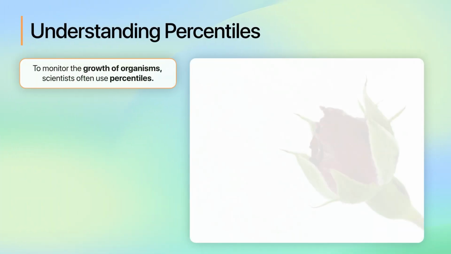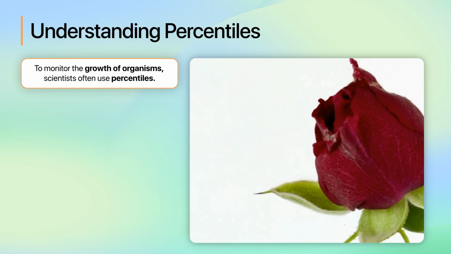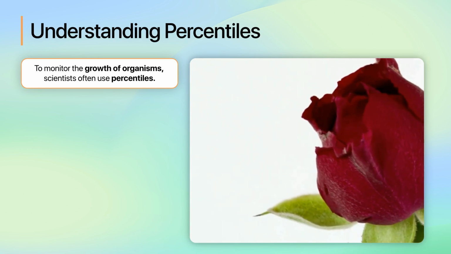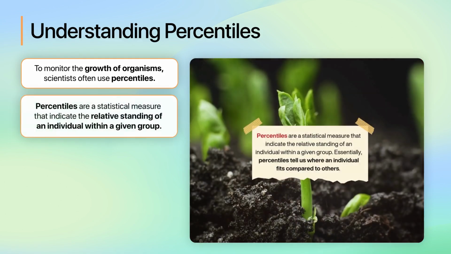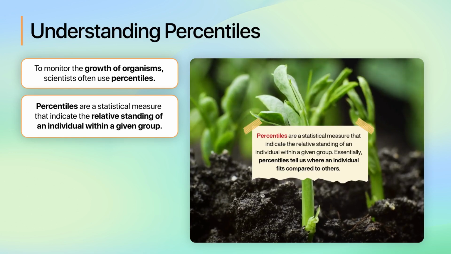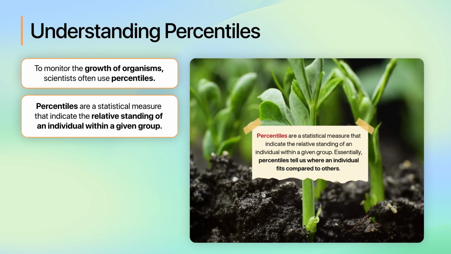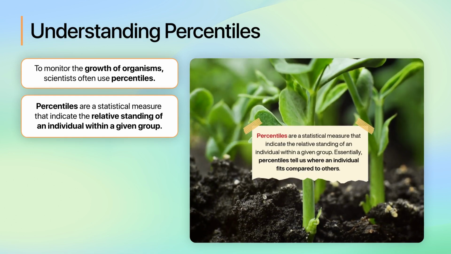To monitor the growth of organisms, scientists often use percentiles. Let's break down what percentiles are and how they help us to track growth. Percentiles are a statistical measure that indicate the relative standing of an individual within a given group. Essentially, percentiles tell us where an individual fits compared to others.